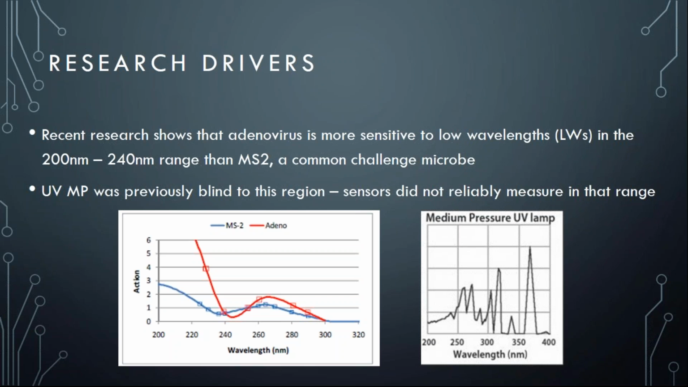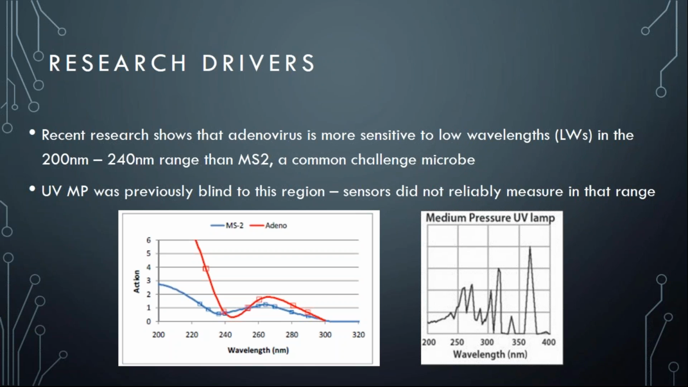And the second major component to this is that the UV units were previously blind to this region, the 200 to 240 nanometers. It's kind of interesting that the sensors in the reactor that measure the irradiance, none of them were reliable below 240 nanometers. So in all our validation processes, we just assumed that no action occurred below 240 because our sensor technology couldn't really measure those wavelengths reliably. So both of those things have changed.